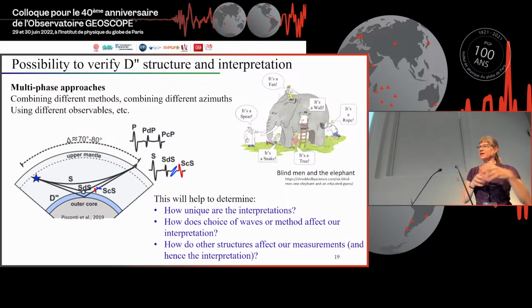But if someone else uses a different wave, but on the same place, he or she might see something different, he might interpret this differently. So I think using different methods and waves at the same time will help to see how unique our interpretations really are, and how our choice of method will actually affect our interpretation. And how do other structures affect our measurements? I think that's also a really important point that we have to keep in mind.